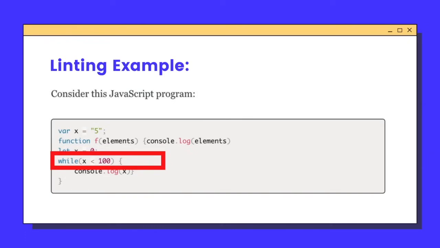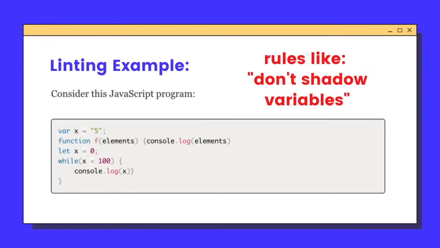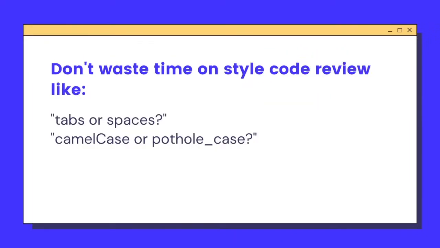So much of this feedback could be automated. A set of rules like "don't shadow variables" — never name a variable in an inner scope that has the same name as a variable in an outer scope — could be applied to each proposed change, so that human reviewers would not have to waste effort leaving code-style comments. Tools that maintain and run such lists are called linters.